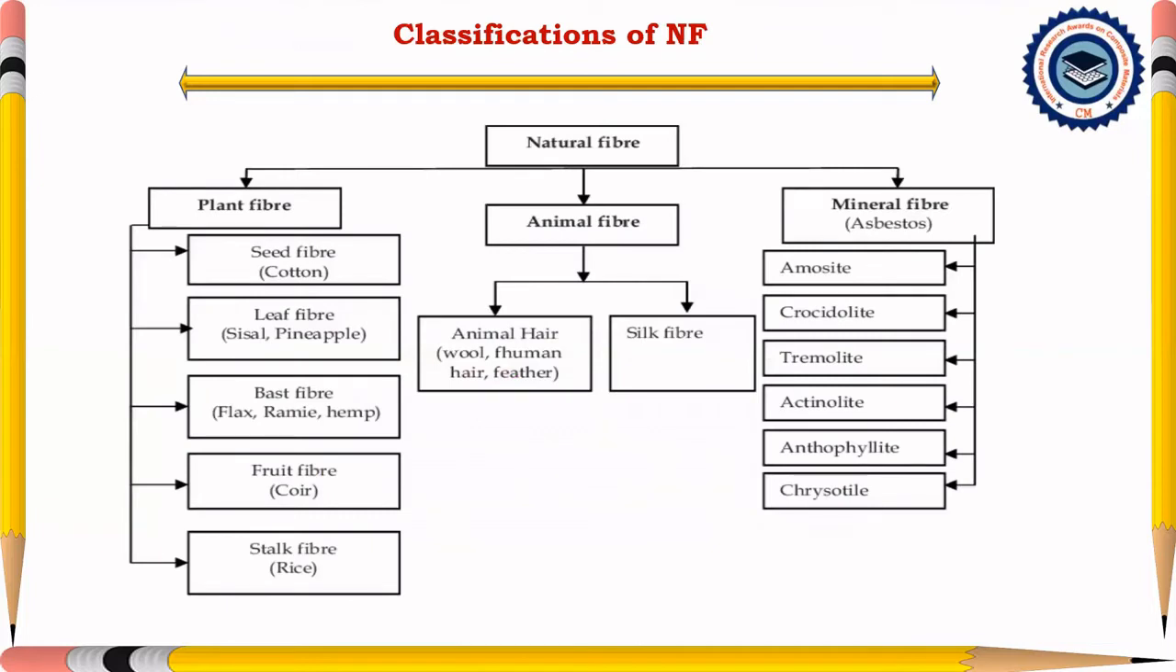What is the classification of natural fibers? Natural fibers can be classified into plant fiber, animal fiber, and mineral fiber. The plant fiber is categorized into 5 types: seed fiber, leaf fiber, bast fiber, fruit fiber, and stalk fiber. The animal fiber can be categorized into two: animal hair and silk fiber. The last one, mineral fiber, has six categories: amosite, rosidolite, tremolite, actinolite, anthophyllite, and periostolite.